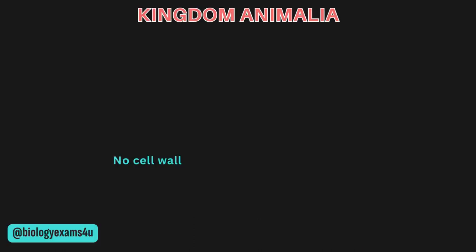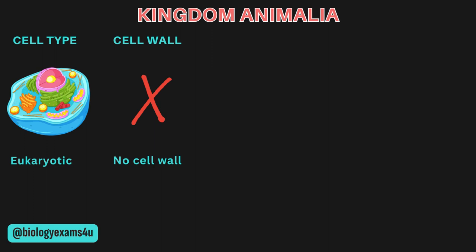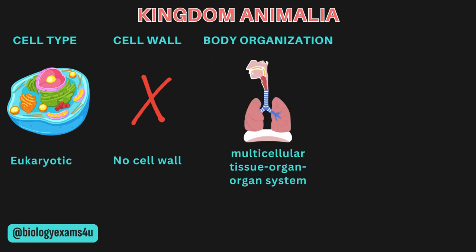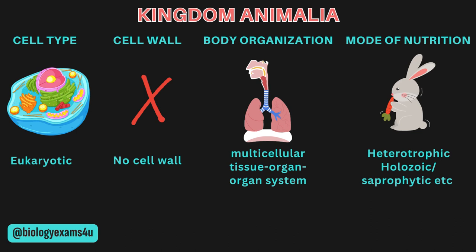Members of Animalia are eukaryotic without a cell wall, but with advanced level of multicellularity and tissue organization. They are heterotrophs with holozoic nutrition, a type of nutrition where organisms ingest solid food, digest it internally, and absorb nutrients for energy.